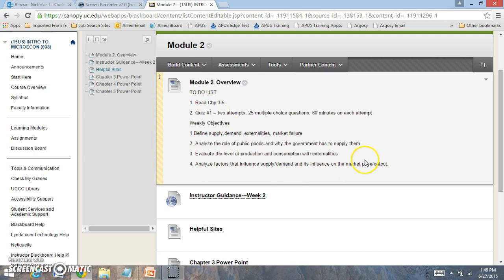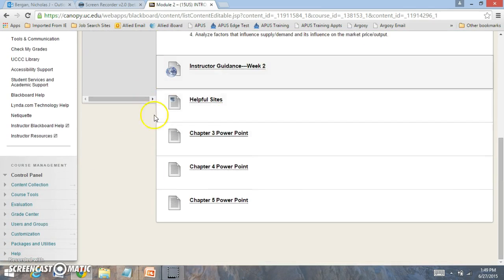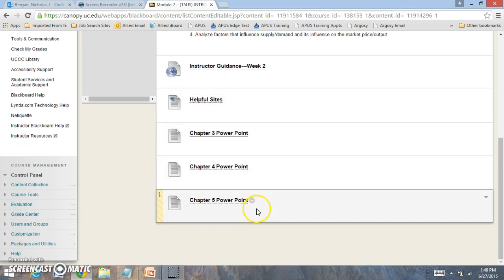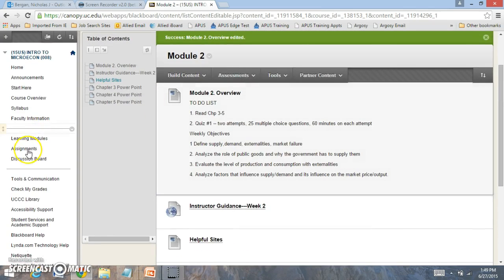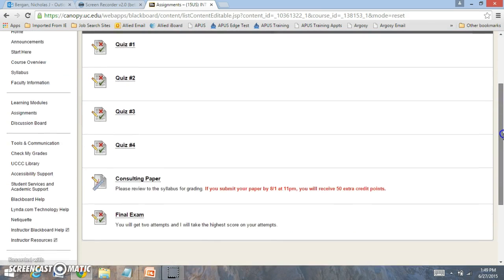Here are the weekly objectives that we're looking at for this week. This week I've provided helpful sites for you, and I've provided some PowerPoints as well. I think you'll find these very interesting. When you look for your quiz, you click on the assignment tab right here. Here's quiz number 1. Quiz number 1 will consist of various questions from chapters 3 through 5 only.